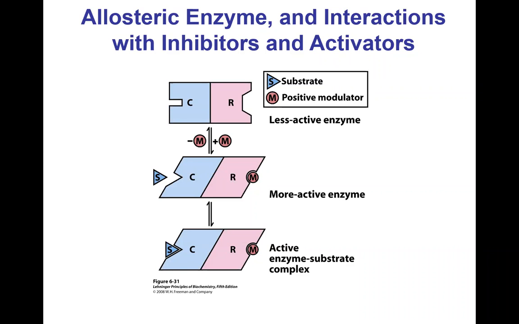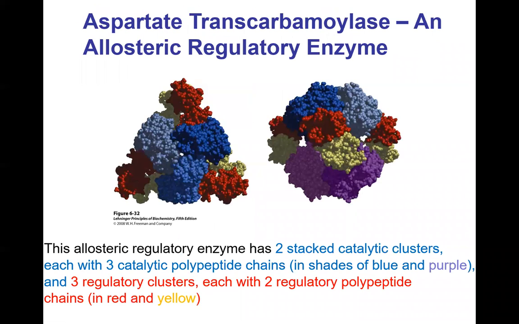So what you are seeing here is that you have a regulatory domain where a positive modulator will bind, right? You have a less active enzyme. When the positive modulator binds, it will convey conformational change in the catalytic unit. So now you can see that the catalytic unit has become complementary to the substrate. Earlier the substrate couldn't bind. So now you have a more active form of the enzyme. Catalysis will happen because you can now form an active enzyme-substrate complex, right? So that's what allostery is.